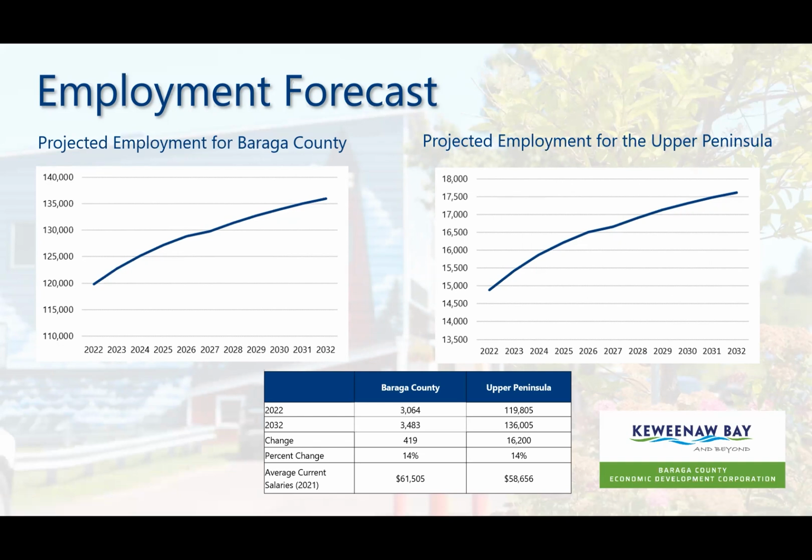You can also see the average current salary for the county and the UP down here, for the UP and Baraga, which Baraga is showing a slightly higher average salary as of 2021 than the UP. And I just want to note that that data does lag by a year. That's why it's 2021. So next year we'll have 2022 available.